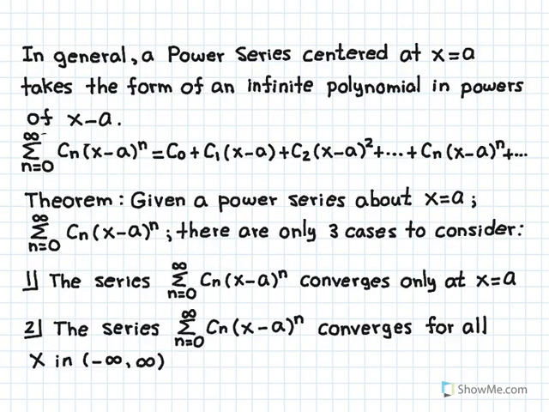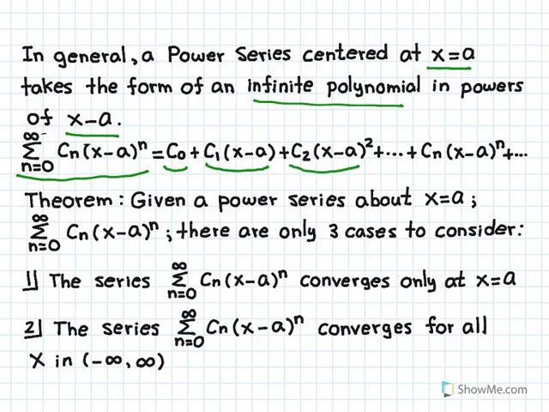So in general, a power series centered at x equals a takes the form of an infinite polynomial in powers of x minus a. So we have summation n equals 0 to infinity c sub n times x minus a to the power of n is equal to, plug n equals 0, we get c0. Plug n equals 1, we get c1 times x minus a. Plug n equals 2, we get c2 times x minus a squared, and so on. And a general term is c sub n times x minus a to the power of n.